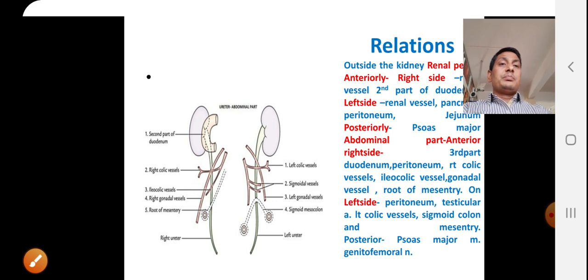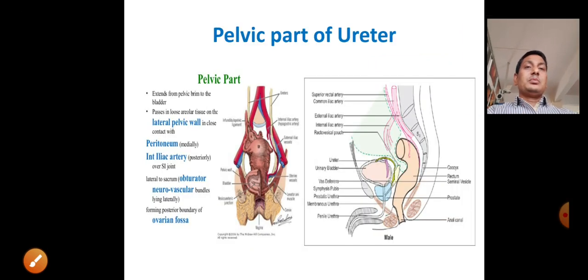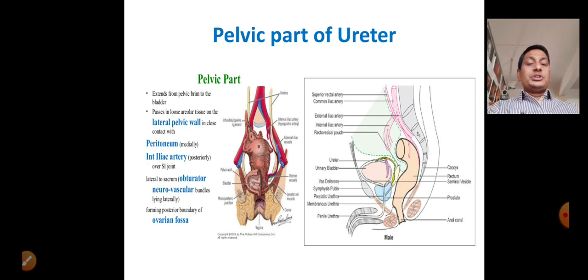Then the pelvic part shows the following relations. Posteriorly, it is related to the internal iliac artery, internal iliac vein, lumbosacral trunk and sacroiliac joint. Laterally, it is related to the fascia covering the obturator internus, superior vesical artery, obturator nerve and obturator artery.